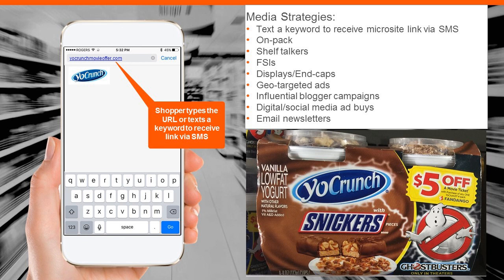So the consumer will see the on-pack offer. They will go over to the microsite so they could punch in the URL directly into their smartphone or in any web-enabled device. If the consumer is on a smartphone, we could also give the shopper the option to text in a keyword, and then we will text them back the microsite link via SMS message.